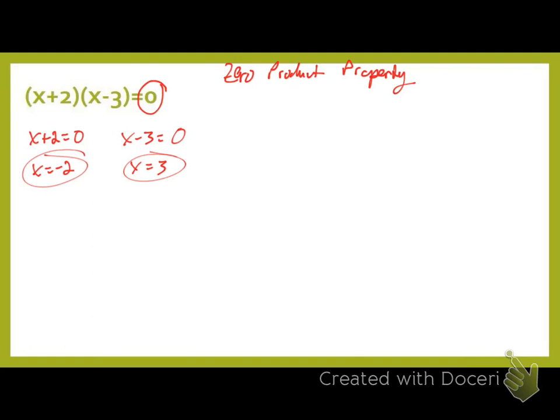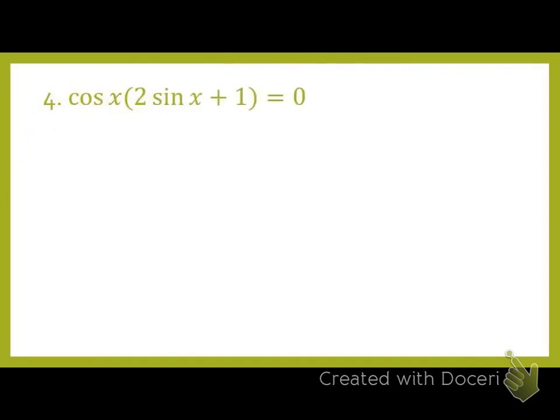But again, if you replace x with trig functions, the same rule applies. I would still need those factors to be equal to 0. For example, like this: I'm supposed to multiply cosine and 2 sine plus 1 together. And when I do that, I need to get a result of 0. The only way that happens is if the value of cosine of x is 0, or if 2 sine of x plus 1 is 0. So I set them equal to 0 and find out what angles make that happen.